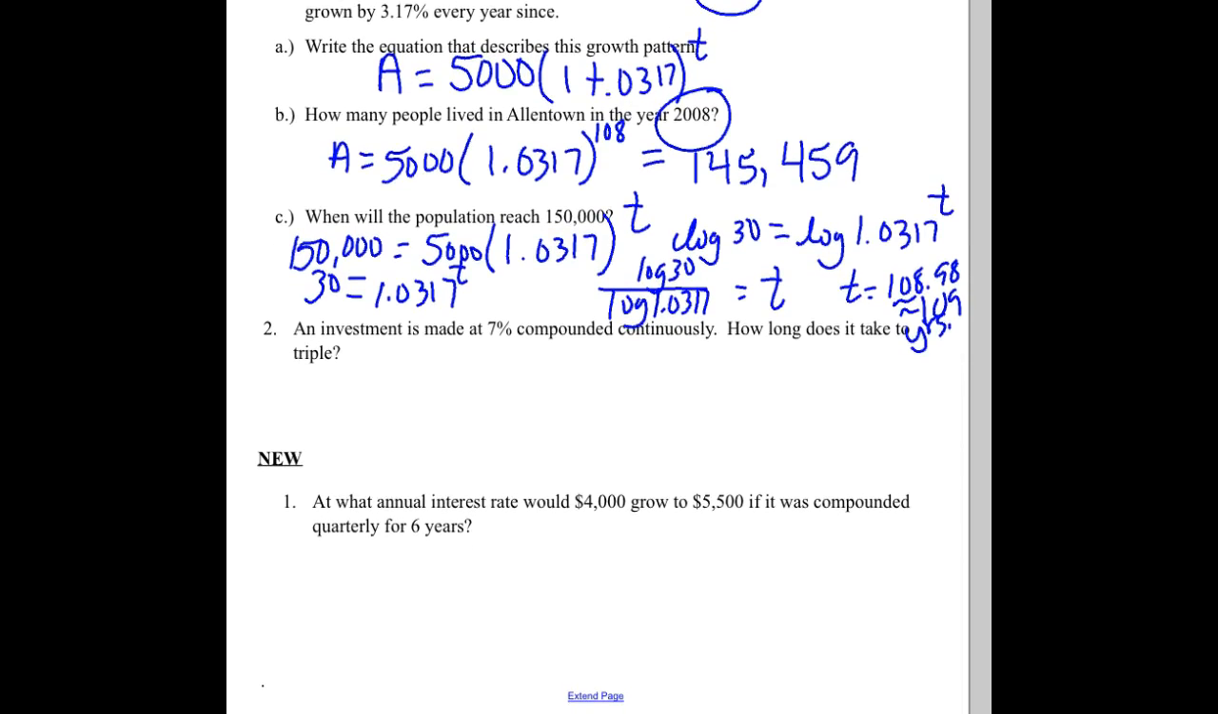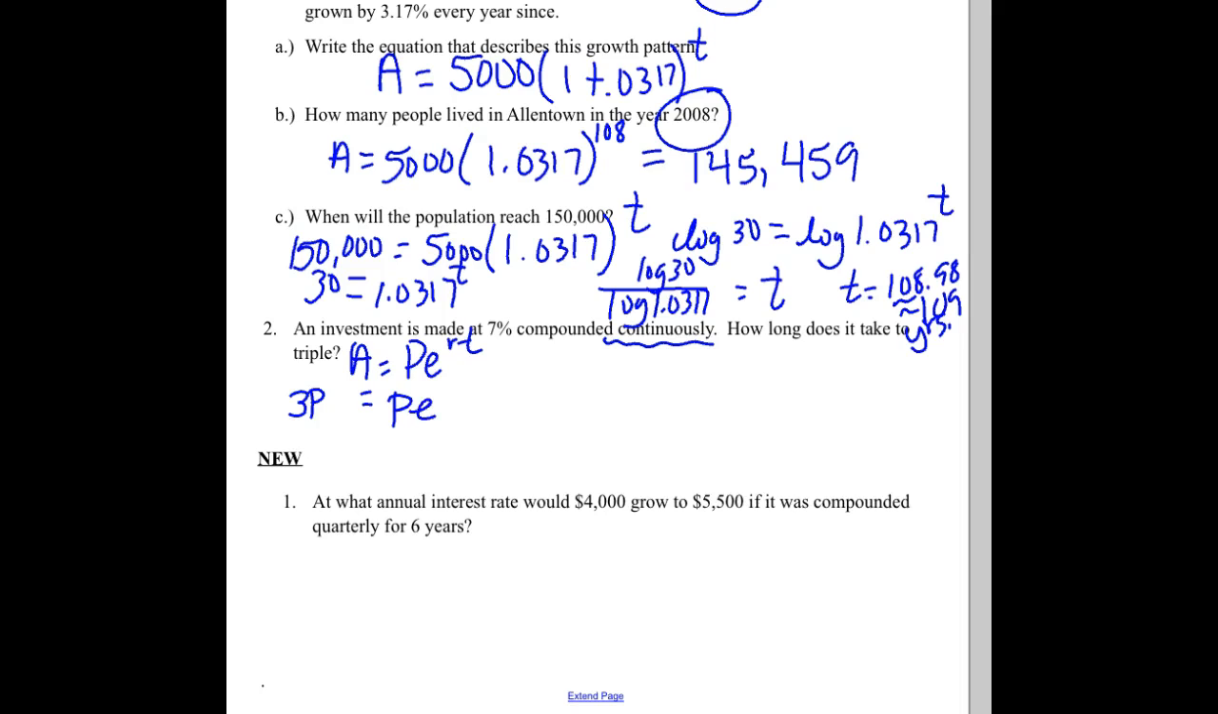All right, question 2 says an investment is made at 7% compounded continuously. Right there, what do you have to use? PERT, right? As soon as they say compounded continuously, you have to go to that method. It says, how long does it take for your investment to triple? Now, did they tell me how much I put in? No. Does it matter? No. Because if I invest a certain amount and I want it to triple, I'm going to have 3 times that as my final answer.